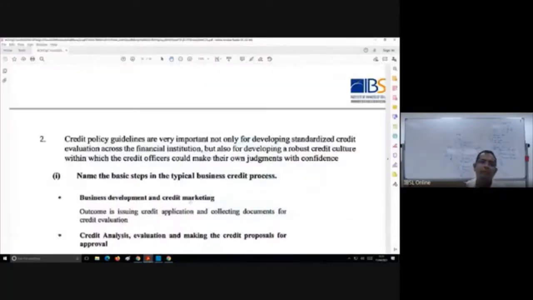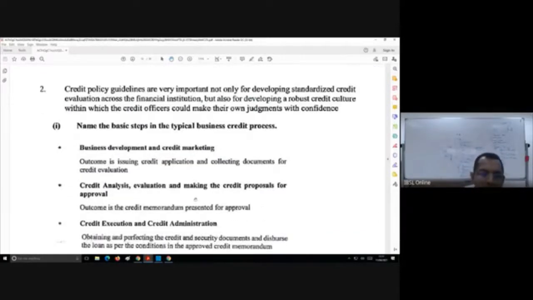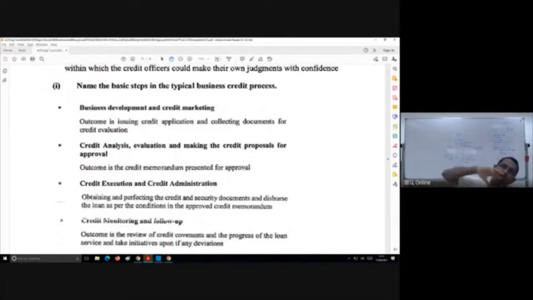Okay, we'll go this way. Name the basic steps in a typical business credit process. Business development. Remember the graph I drew on the board, starting from loan origination to ending with full recovery, like an umbrella, which is the credit policy. So you need to do the business development and credit marketing. You go out, develop the business, get the documents, and come for the credit evaluation. Then we do the evaluation part. You evaluate and prepare the memorandum for the approval.